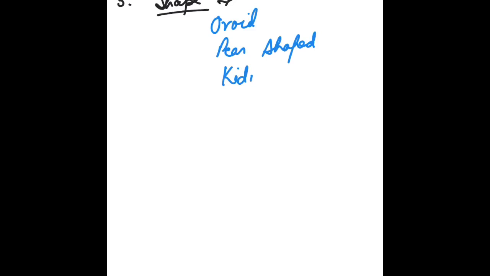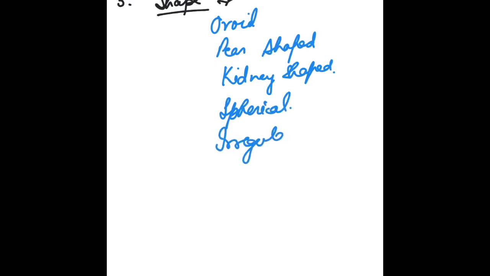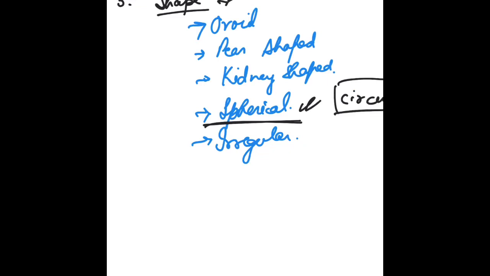Next we'll be talking about the shape of the swelling. We need to describe the shape of the swelling. Now that can be ovoid or pear shaped, kidney shaped, spherical, or sometimes no defined shape, and you have to say that the swelling has an irregular shape. Just one thing that you have to keep in mind here is that you have to say swelling is spherical and never circular. Never use the word circular.